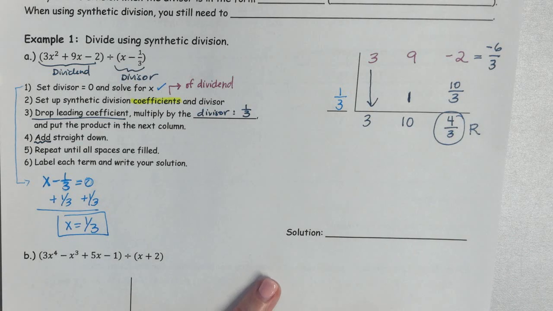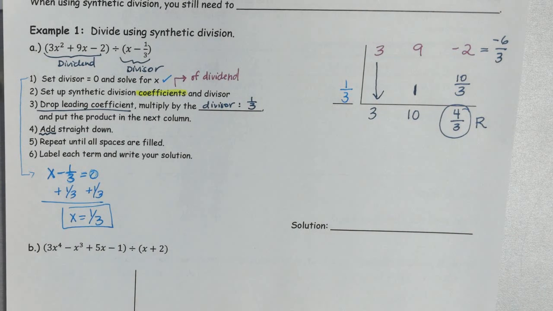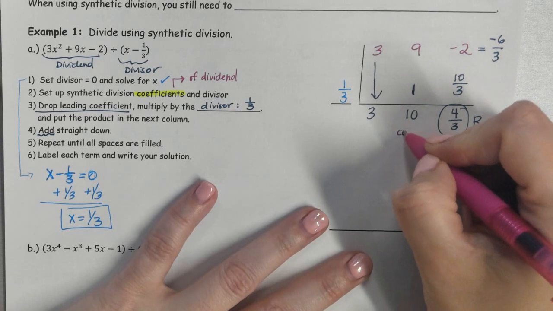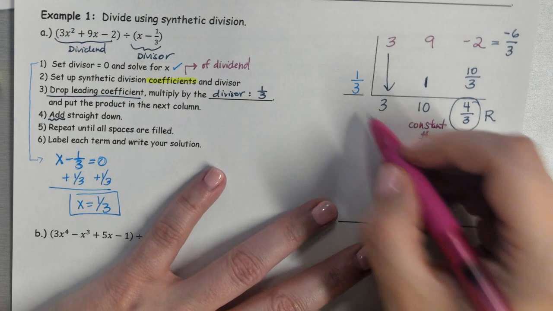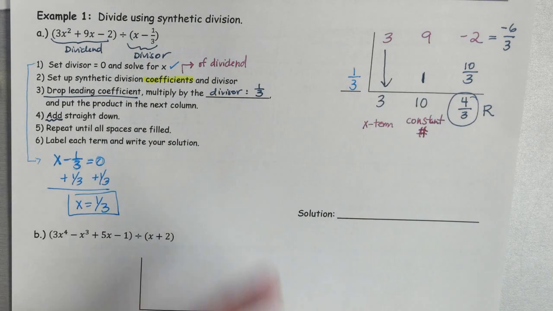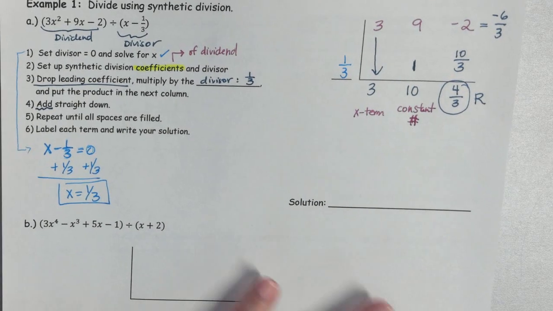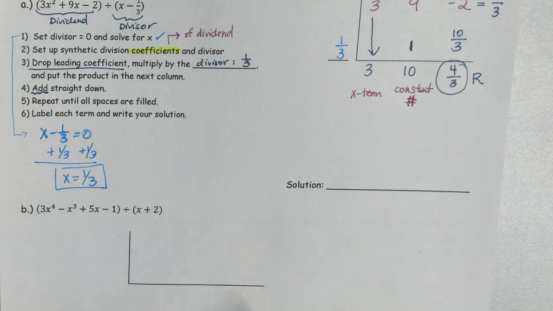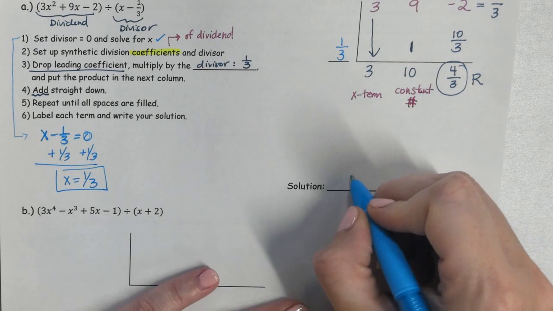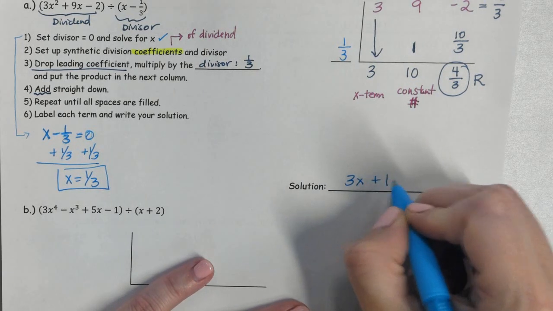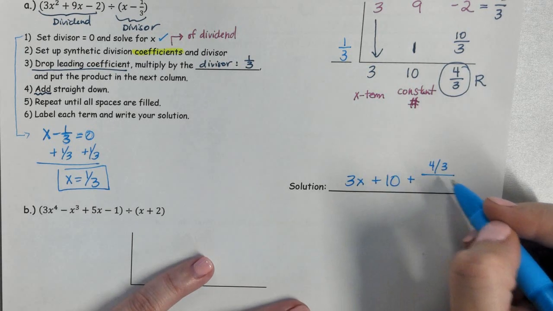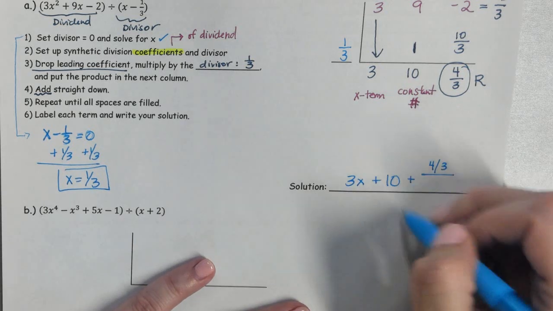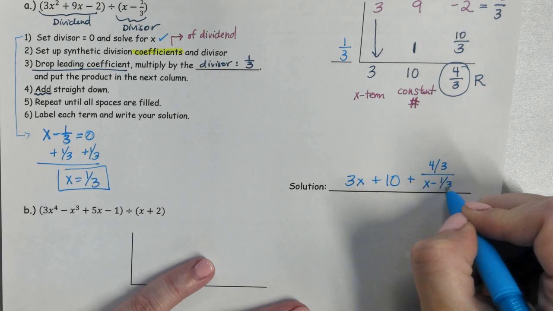Okay, now circle that. This is your remainder. Okay, what we do is we work our way backwards. So there's the remainder, then there's the constant term, which I'm going to just call the constant number. And then this is going to be the coefficient of your x term. So when you're doing synthetic division, your answer is going to look just like it did when we did long division. So this is going to be 3x plus 10, and then, I know this looks a little strange with the 4/3 on top, but because it's a fraction, that's what we're going to do. And then you put it over the divisor, so the x minus 1/3.